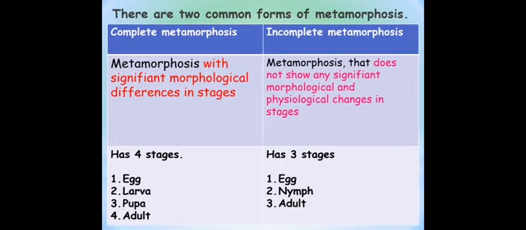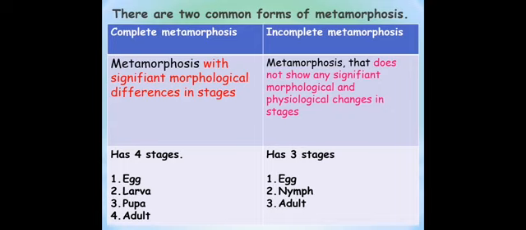There are two common forms of metamorphosis: complete metamorphosis and incomplete metamorphosis. Complete metamorphosis is the metamorphosis with significant morphological differences in stages. Incomplete metamorphosis does not show any significant morphological and physiological changes in stages. A complete metamorphosis has four stages: egg, larva, pupa, and adult. But incomplete metamorphosis has three stages: egg, nymph, and adult.